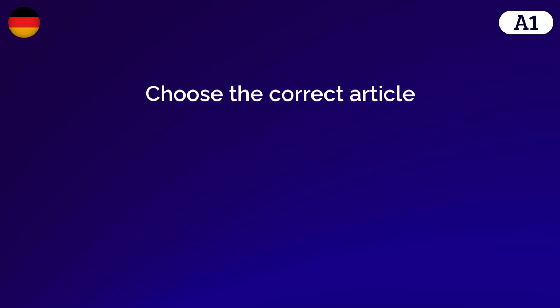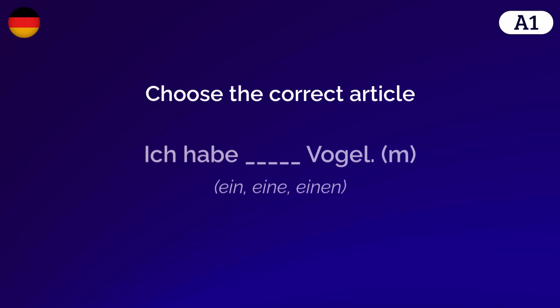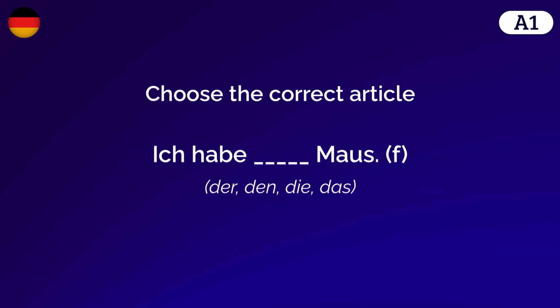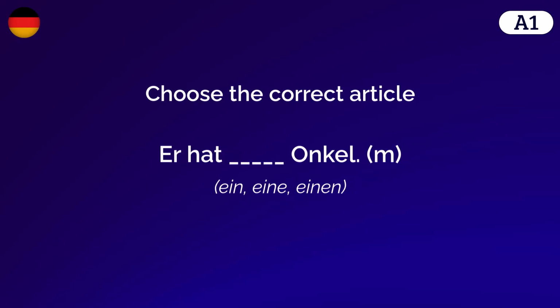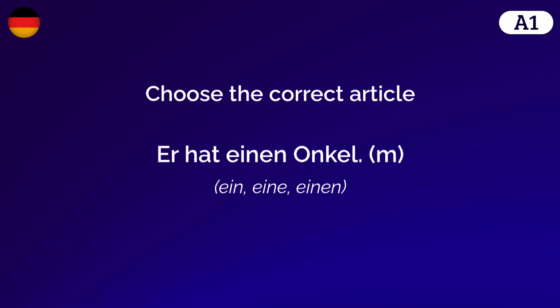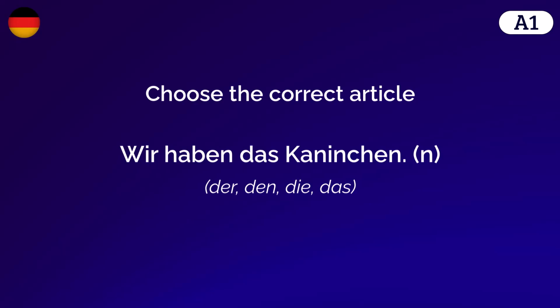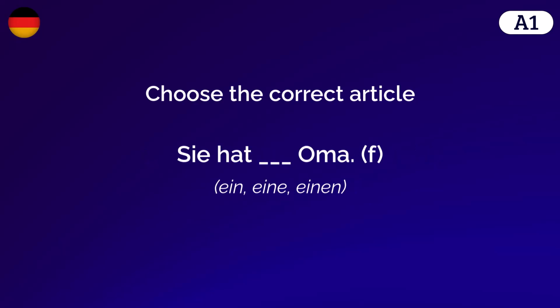Choose the correct article and say the full sentence. Ich habe einen Vogel. Ich habe die Maus. Er hat einen Onkel. Wir haben das Kaninchen. Sie hat eine Oma. Excellent job today, well done.